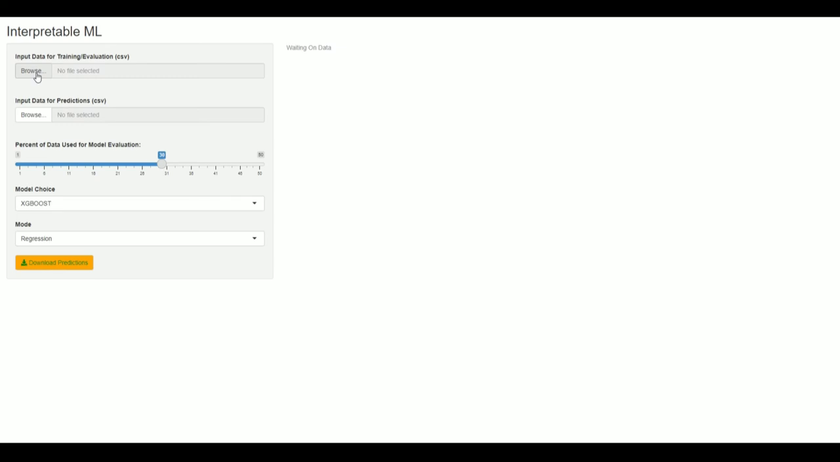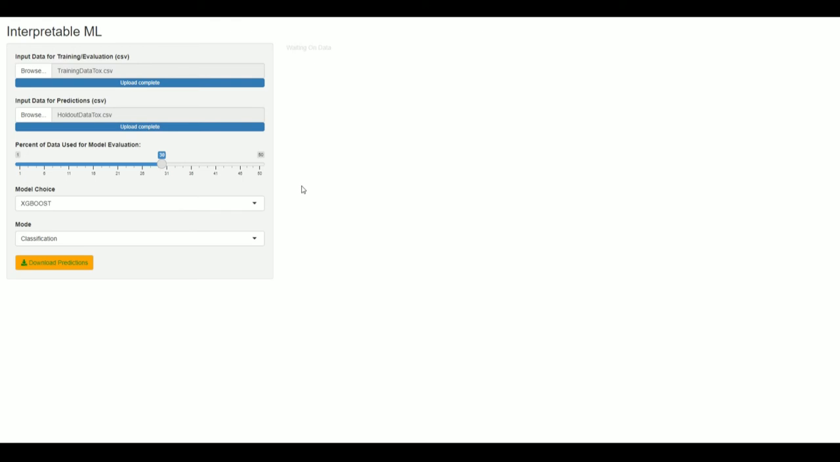We're going to take the prepared data from the chemical toxicity dataset and load that into my interpretable machine learning app that I've coded up using the R programming language. But first, we're going to set up the mode and say classification, because we're trying to predict a class, yes or no, whether the drug will be toxic.